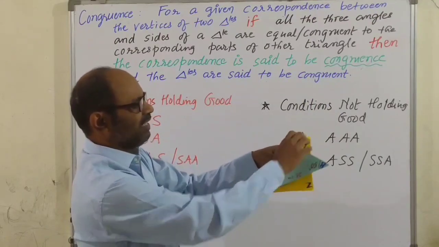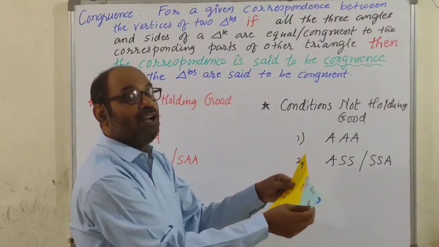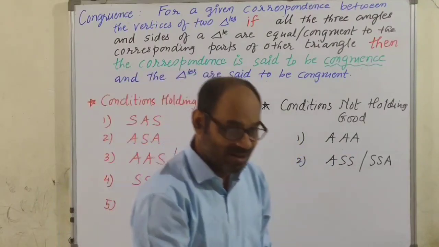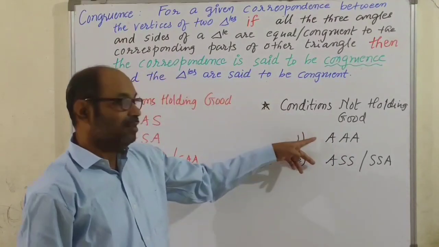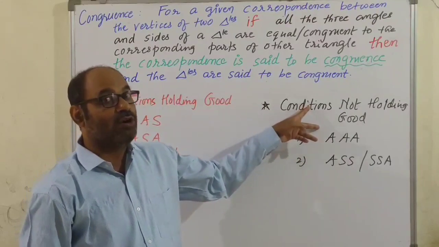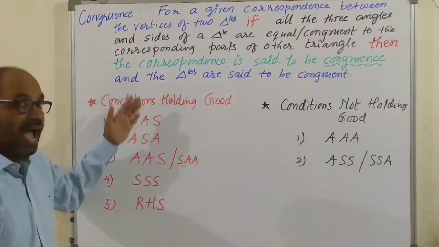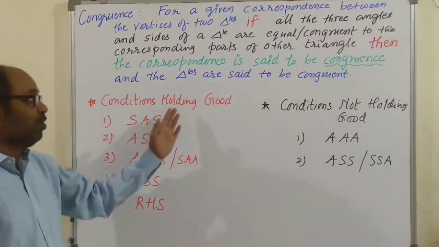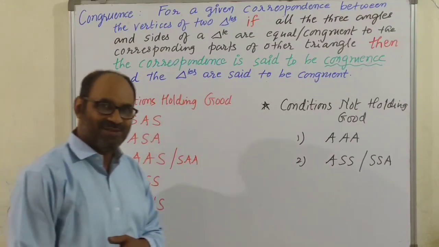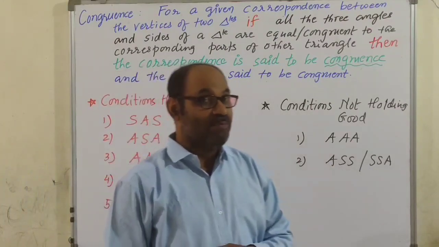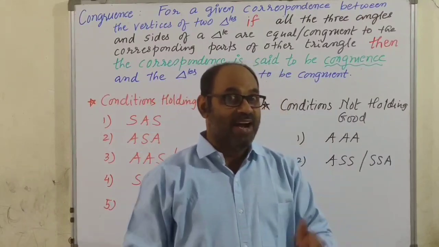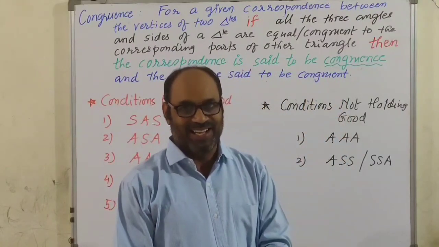But for all 6, I have shown you this yesterday. For all 6 correspondences, they are not congruent. So please remember, these 2 conditions do not hold good for 2 triangles to be congruent. And these 5 conditions hold good for the 2 triangles to be congruent. So now we move on to the next concept, and that is similarity of triangles.